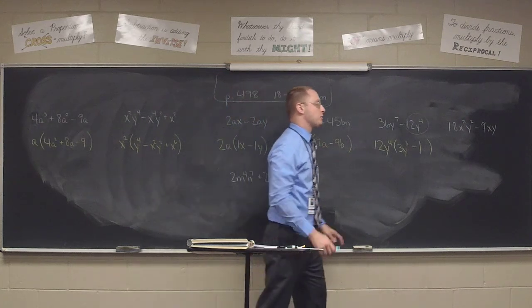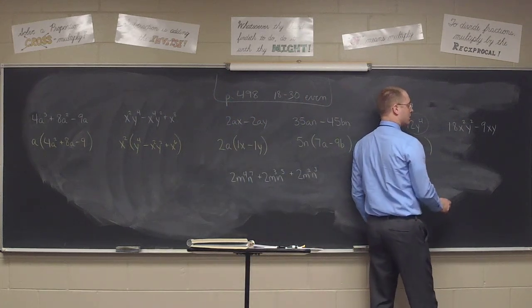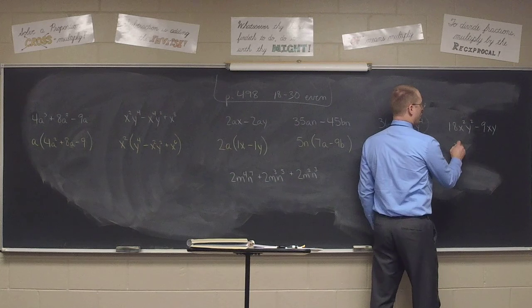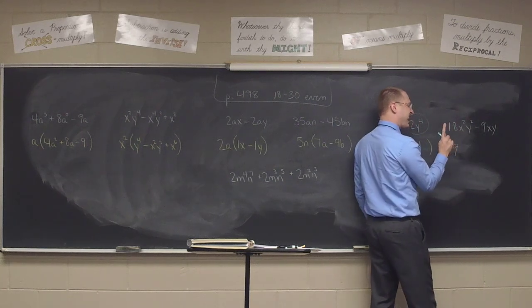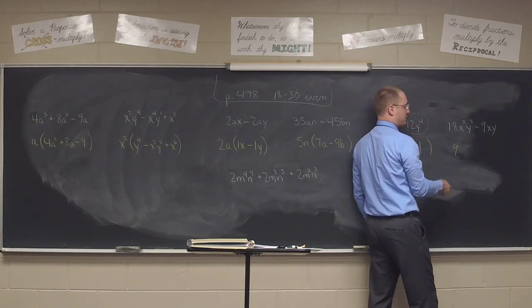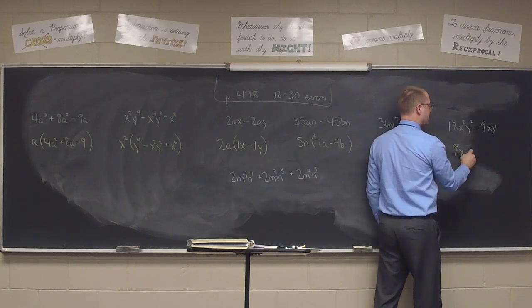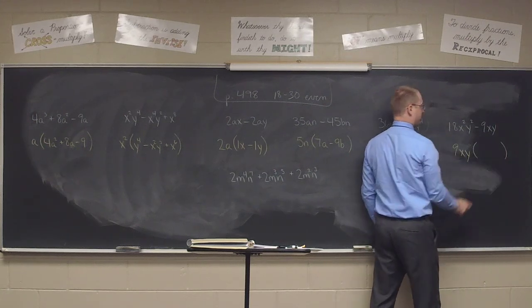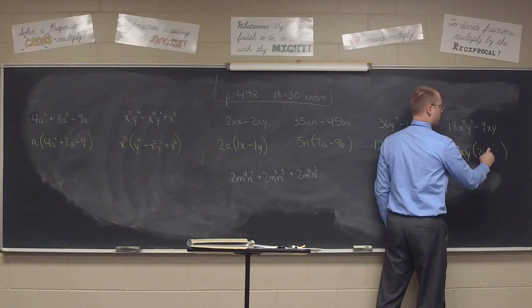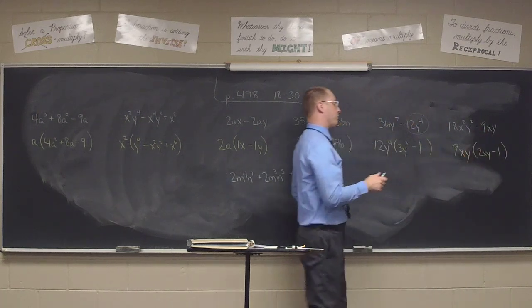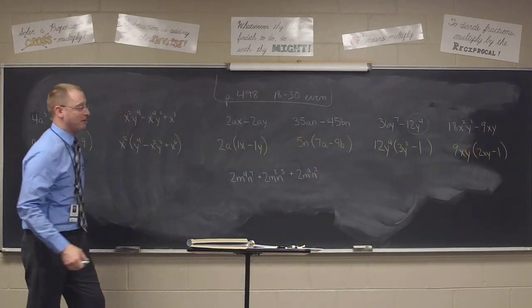Great job. Looking at the next one, Lana, what's common? 9xy. Good. You could say 3, and that is common, but it's not the biggest thing common. That's what we want, the biggest. So 9 and x and y. Lana, what's left? 2xy minus 1. Good. 2xy minus 1 when you divide out that common factor.